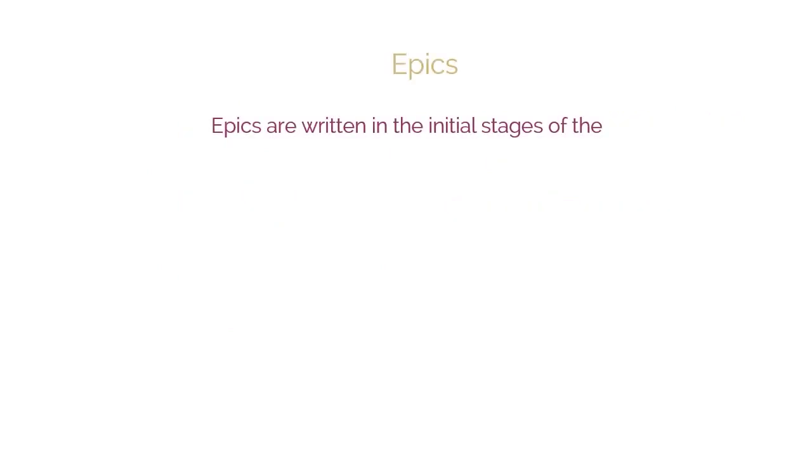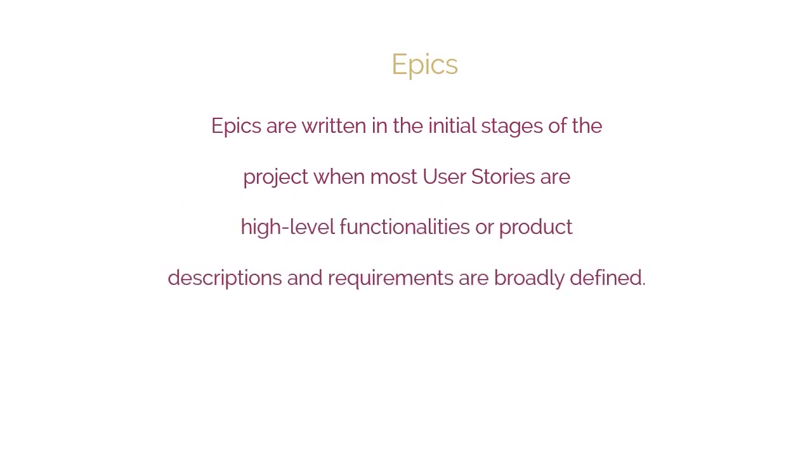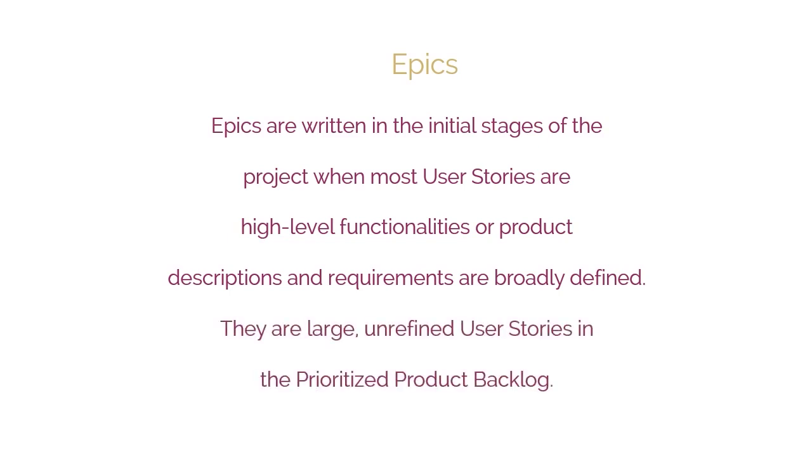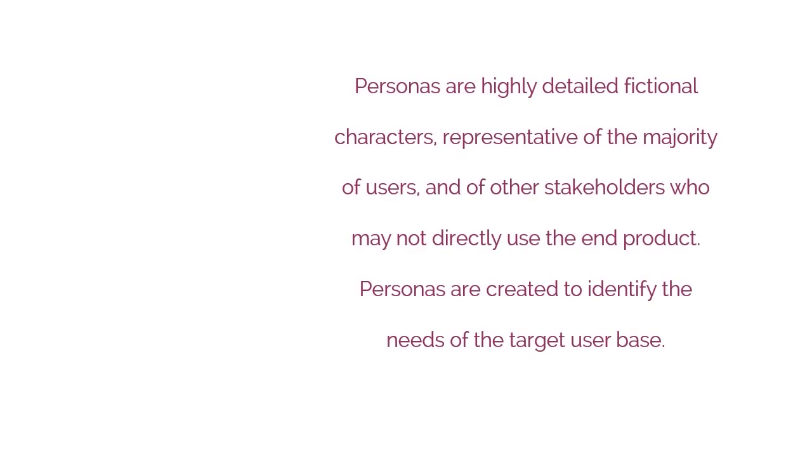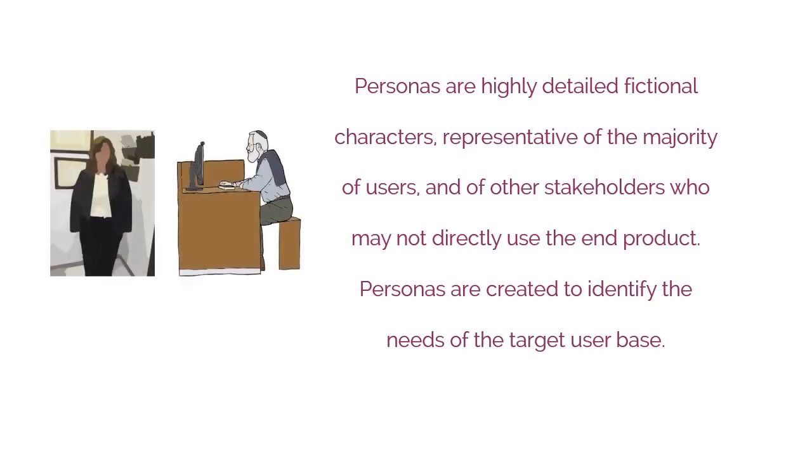Epics. Epics are written in the initial stages of the project when most user stories are high-level functionalities or product descriptions and requirements are broadly defined. They are large, unrefined user stories in the prioritized product backlog. Once these epics come up in the prioritized product backlog for completion in an upcoming sprint, they are then broken down into smaller, more granular user stories. These smaller user stories are generally simple, short, and easy to implement functionalities or blocks of tasks to be completed in a sprint.